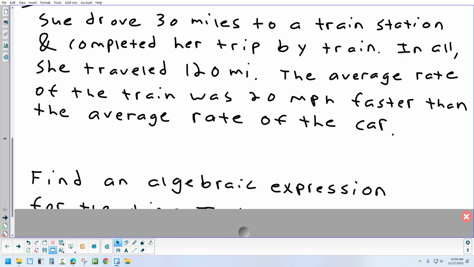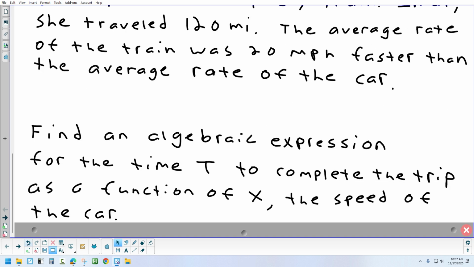So we don't know the speed of the car, and we don't know... Yeah. How long it takes, the time, we don't know how long it is. Well, that's what we're going to solve for, but there's two things that are going to affect that. The speed of the car and the speed of the train. So we don't know the speed of either vehicle. We just know that the train is 20 faster than the car. So we have to pick a variable to represent one of those two. We're going to let our variable represent the speed of the car.